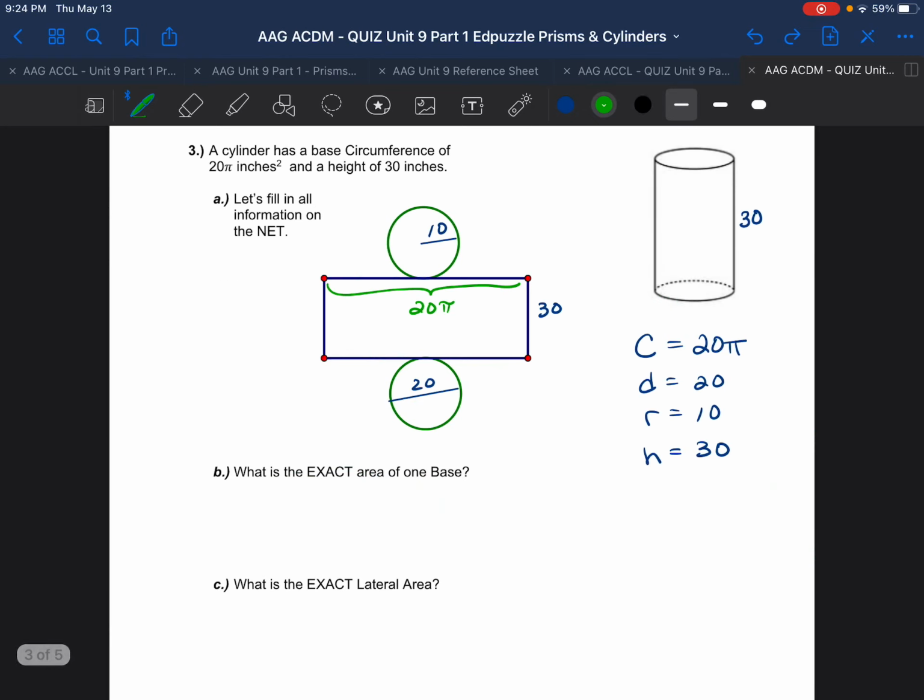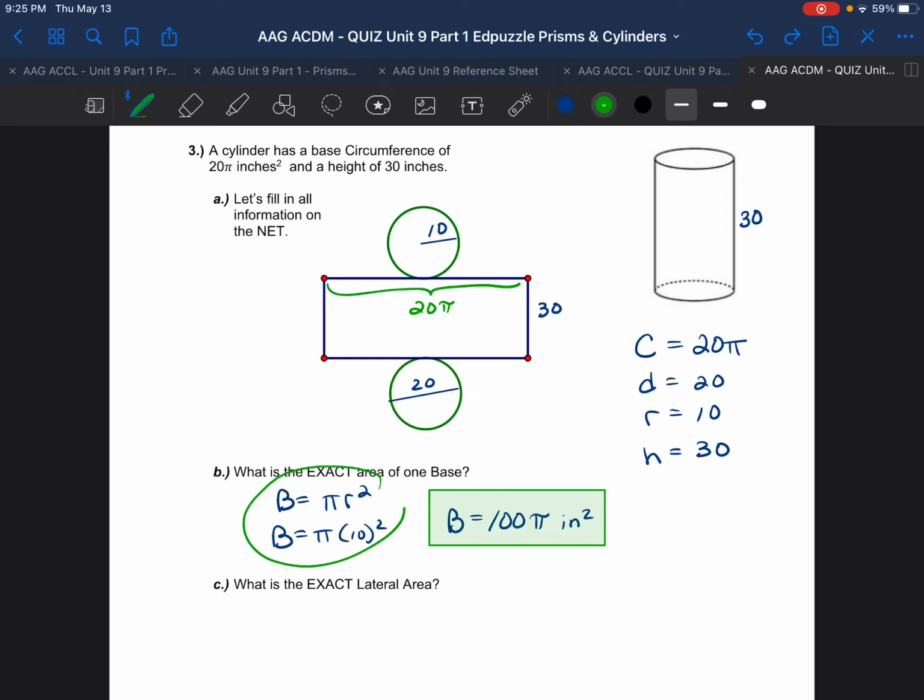Okay, now that we have our net fully labeled, and we got a nice little checklist over here, let's move on to part B. Ladies and gentlemen, what is the exact area of one base? The area of one base is going to be 100 pi inches squared. Now, think about it, guys. The base is a circle. It's a perfect circle, so we're going to use the formula pi r squared.